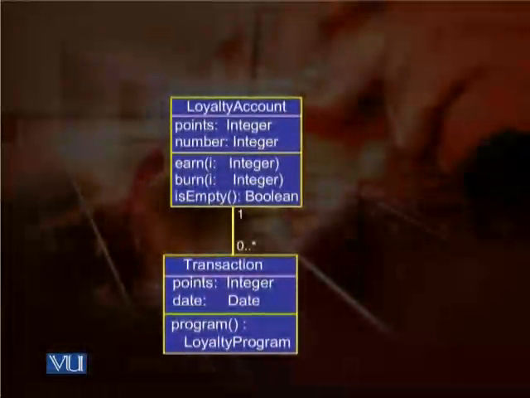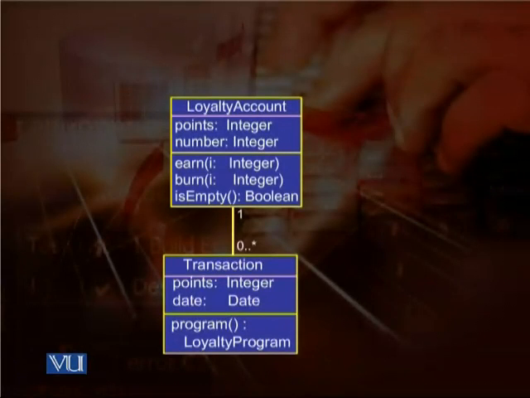So here we are. We have a very simple model in which we have two classes. We have a loyalty account and we have a transaction. So these are the two classes. So a customer has an account, and under one account there may be a number of transactions. So we have one to many, zero or more. This is the cardinality. So you can, as you already know, specify the cardinality.